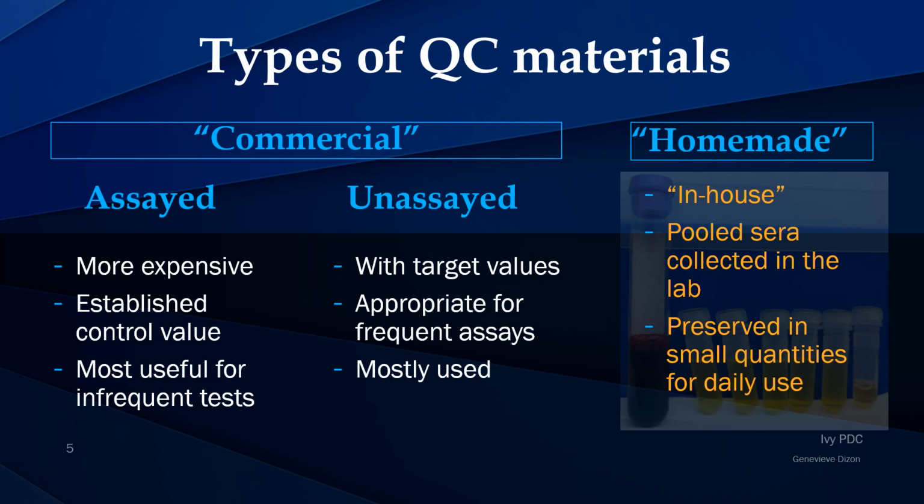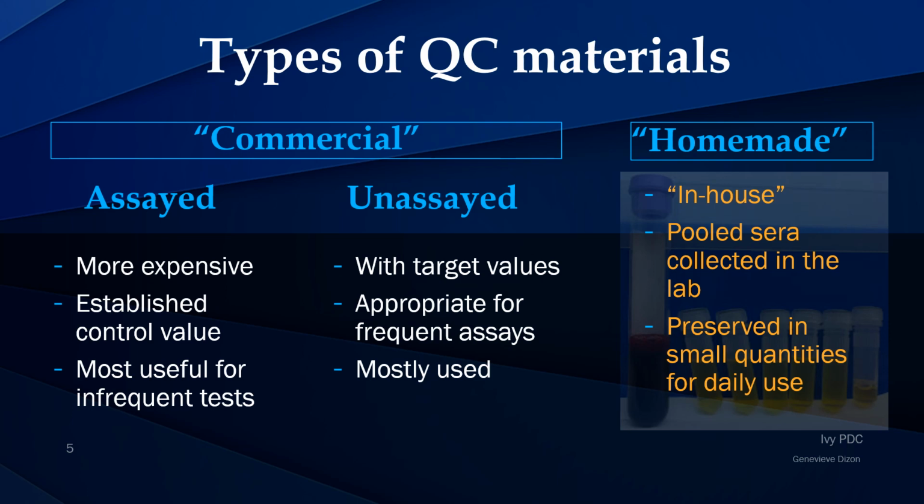If that is the case, that means you should perform data analysis. That's why this is appropriate for frequent assays, because when we have a lot of tests, statistical data can be quickly accumulated. Unassayed commercial quality control materials are the ones that are mostly used.